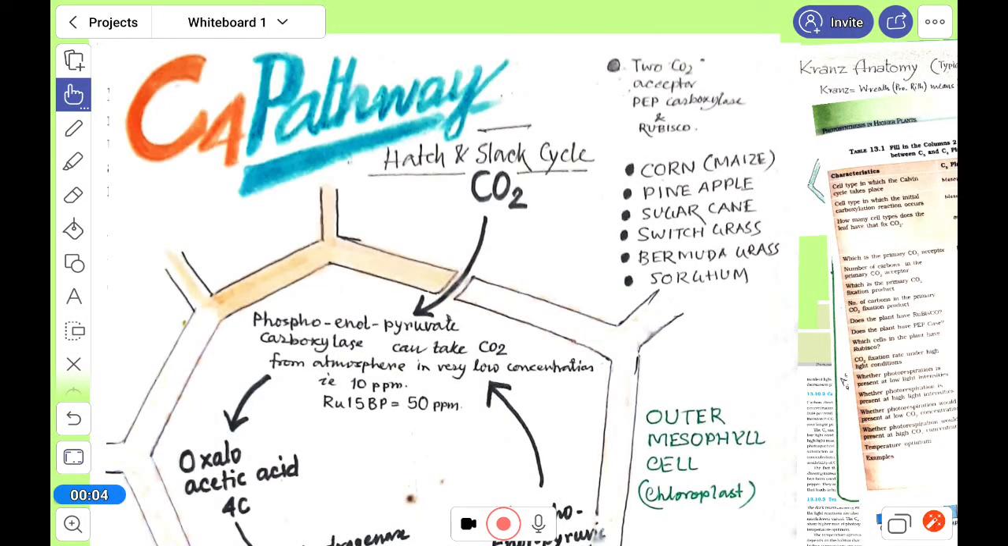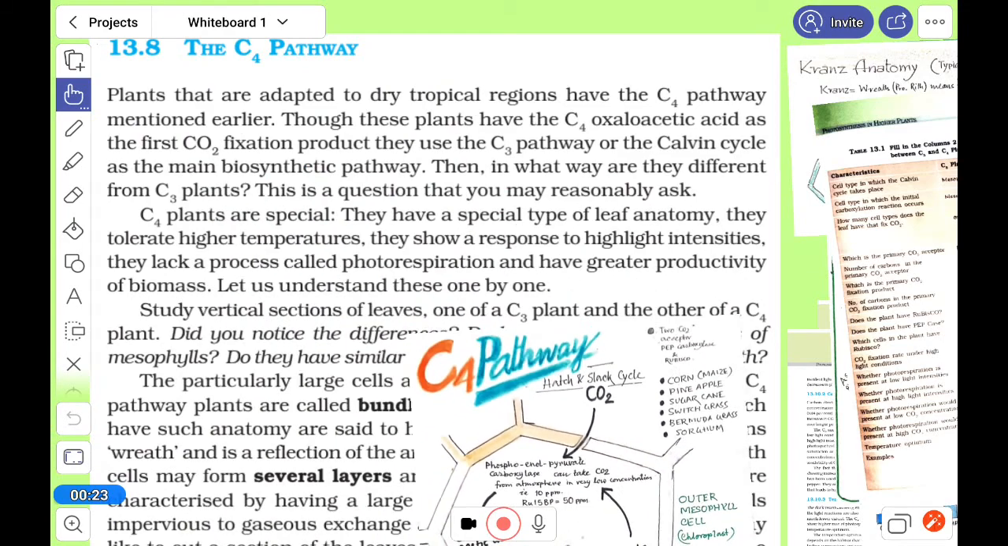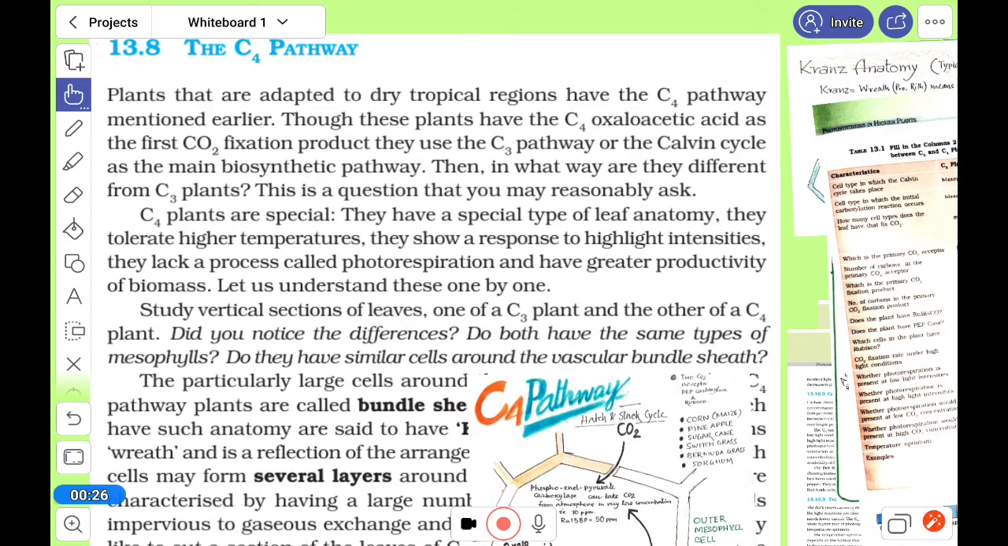Welcome to Bio class. Today we will discuss the C4 pathway, the C4 cycle, photorespiration and some others. Now, for the C4 cycle, you have to know it and compare it with the C3 cycle. The C4 pathway indicates that oxaloacetic acid is the first carbon dioxide fixation product.